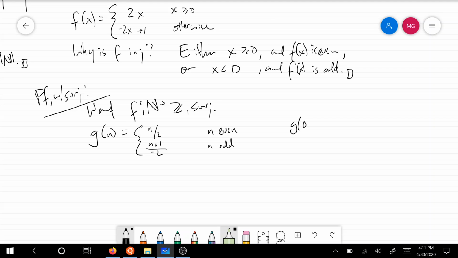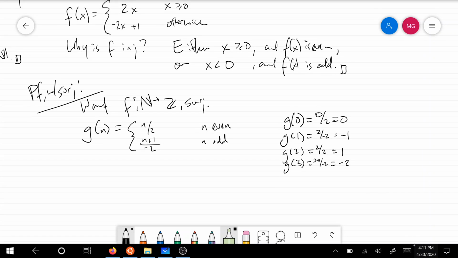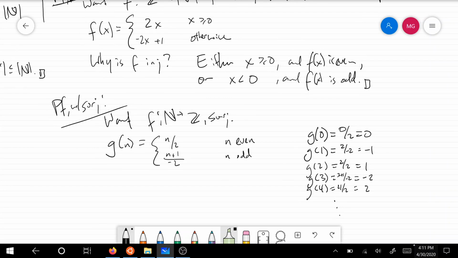So let's see. g of 0 is going to be 0 over 2, equals 0. g of 1 is going to be 2 over negative 2, equals negative 1. g of 2 is going to be 2 over 2, equals 1. g of 3 is going to be 3 plus 1 over negative 2, so that should be negative 2. g of 4 should just be 4 over 2, so that's 2.